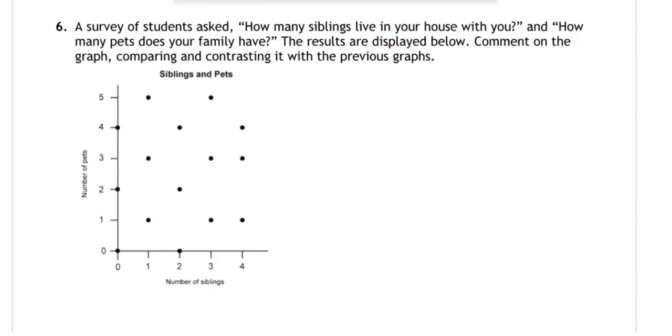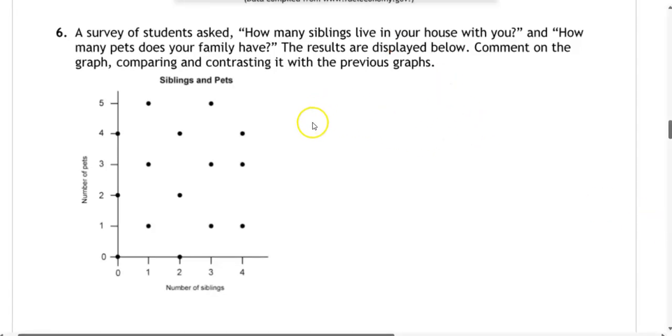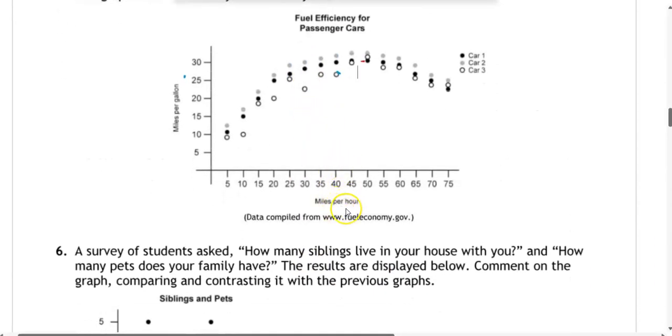So the whole thing here is ridiculously scattered. There's no pattern to it. I couldn't say any of this is linear or anything like that. There's absolutely no relationship between the two. The number of siblings somebody has has no relationship to the number of pets that they have. So compared to here, my miles per hour is going to be directly related to my miles per gallon.